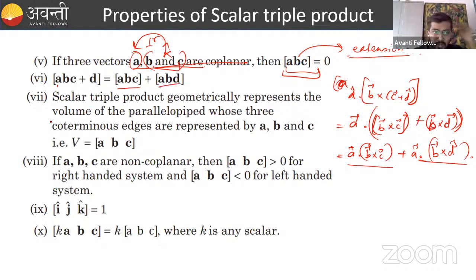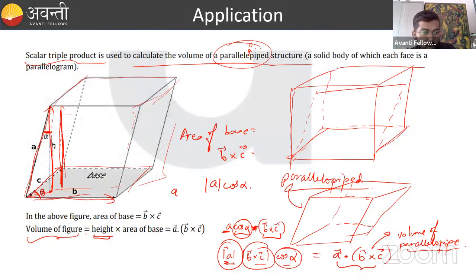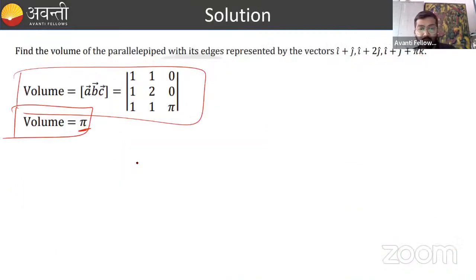Now the scalar triple product generally represents the volume of the parallelepiped whose three coterminous edges are represented by A, B, C. So what do we mean by coterminous edges? This point is the coterminal point where all three edges are initiating. See, A bar, B bar, and C bar. This point is what is meant by coterminal point.